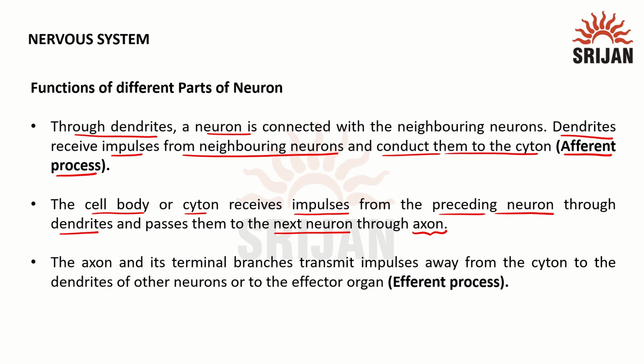Now the axon and its terminal branches will transmit impulse away from the cyton to dendrites of the next neuron or to an effector organ, that is muscle, or it can also be a gland. Now since they transfer the impulse to effector organ, they are known as efferent process.